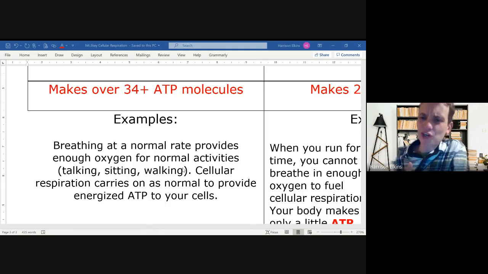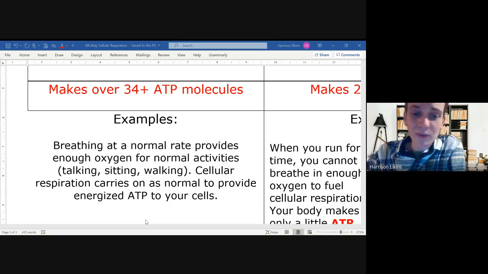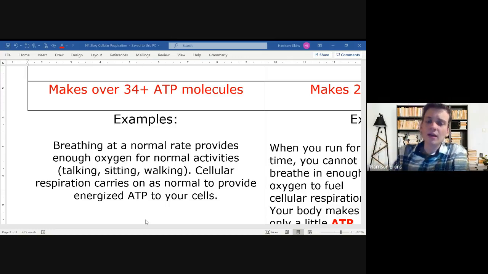I don't need that much energy to talk to you right now. I'm not running a marathon. I don't need that much energy. I don't need to be charging my ATP batteries super crazy, so I don't need to take in that much oxygen. Breathing just like normal is going to be totally fine with me. In that case, most of my cells are just all doing cellular respiration.